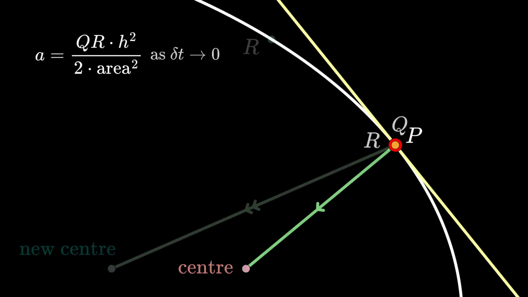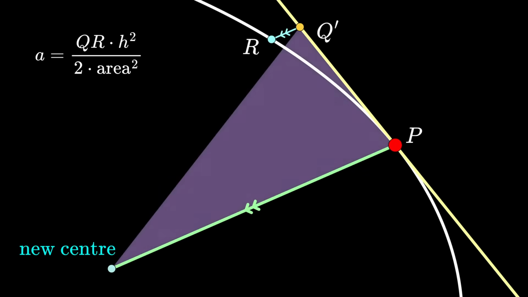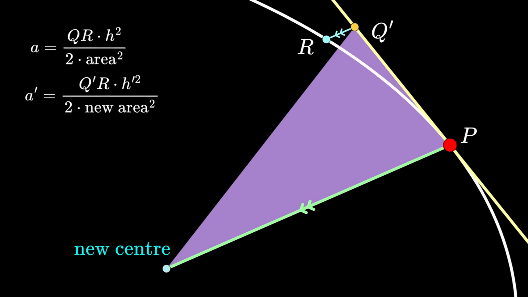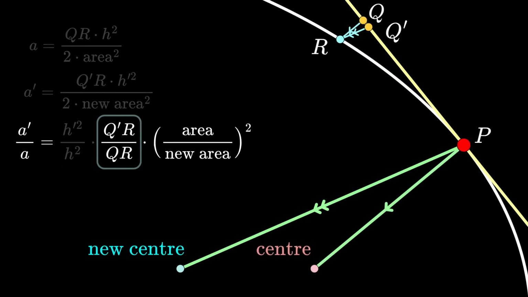If we have a different center, then we can run the same argument and compute the new acceleration to be Q'R times h' squared divided by twice the new area squared. We can then compute the ratio of acceleration towards different centers. The first part is just some constants related to angular momenta. The second part is the ratio of these little segments, and here's the trick.